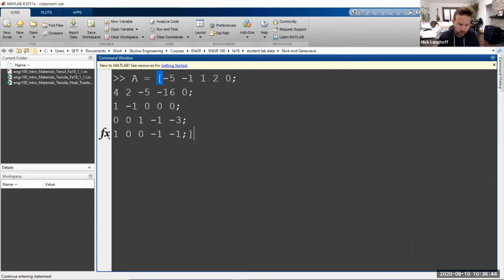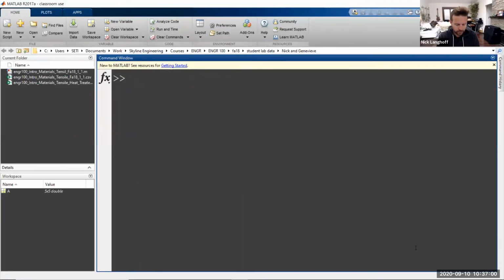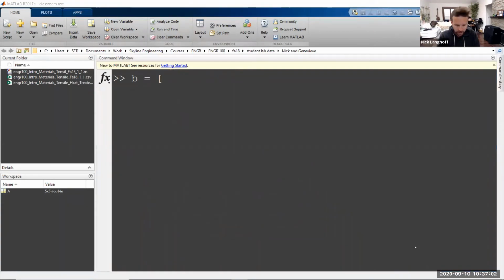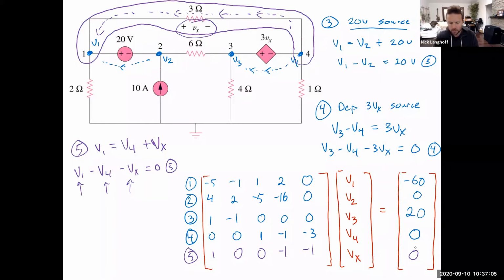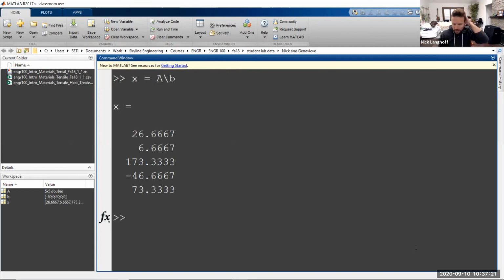Oh, whoops, just close off the matrix there. And there's our matrix. Okay, so we'll clear the screen. Let's then put a B vector in there. That's negative 60, 0, 20, 0, and 0. And I'm going to transpose that with the apostrophe. And now we can do X. Our set of unknowns is A left divide B. And there's all the node voltages.